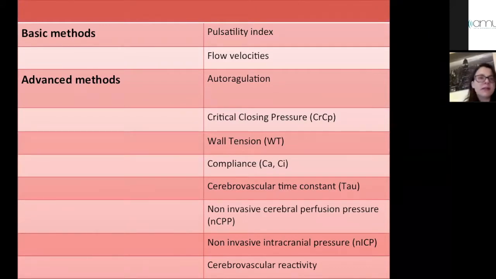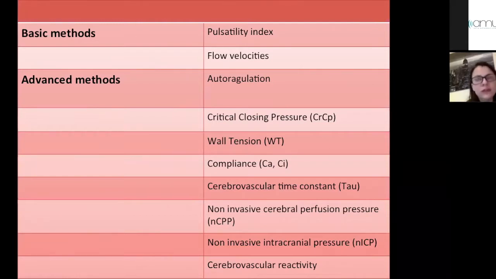Generally, the basic methods are the flow velocities, which are basically the systolic, the diastolic, and the mean flow velocity, and then the pulsatility index. We are going to talk about this in a second. And then there are advanced methods. Some of them are actually used in clinical practice, such as the autoregulation, the non-invasive cerebral perfusion pressure, or the non-invasive intracranial pressure. Some of these methods are more used for research, like the critical closing pressure, the wall tension, and the compliance, or the cerebral vascular time constant. These are advanced methods which are mainly used again for research.